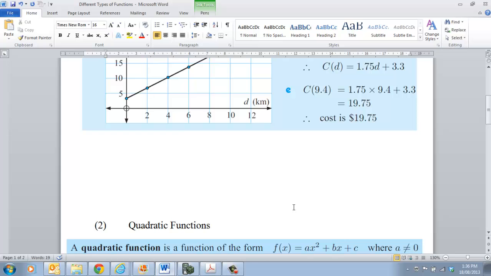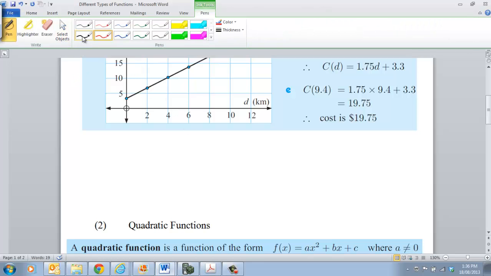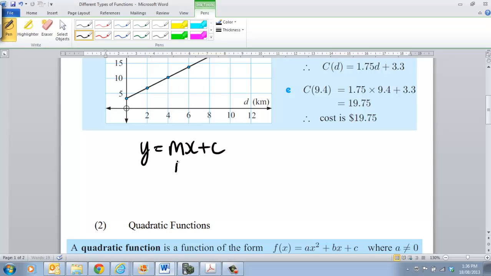Okay, so we always know that this particular function is in the form of y is equal to mx plus c. So that is my slope, and this thing over here is always my y-intercept. Okay, so we've already done some work with that this year. I can't seem to write. So hopefully that will help you in terms of understanding.